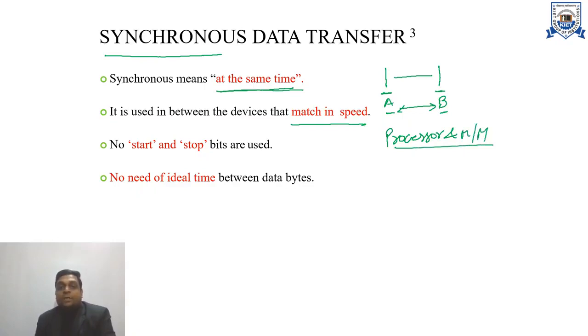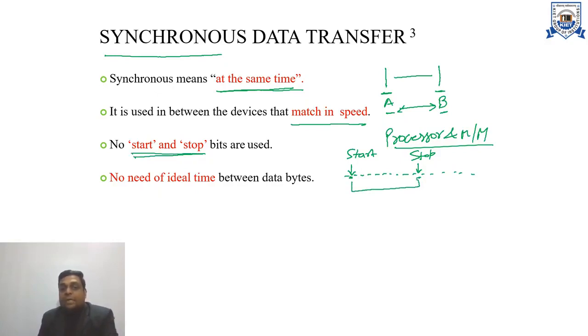This type of communication happens between processor and memory. No start and stop bits are used. Start and stop bits are another logic, where a number of bits are sent together, like this is the start and this is the stop. Here there is no logic of mentioning start and stop bits. That logic is implemented in the asynchronous mode.